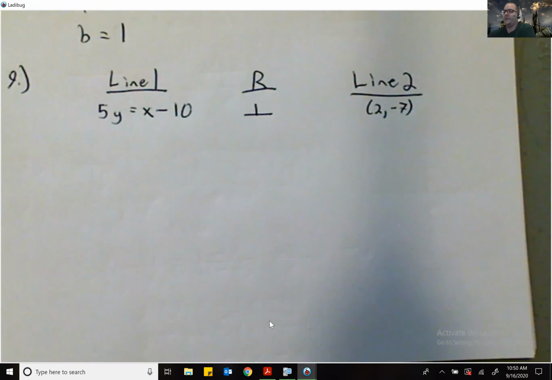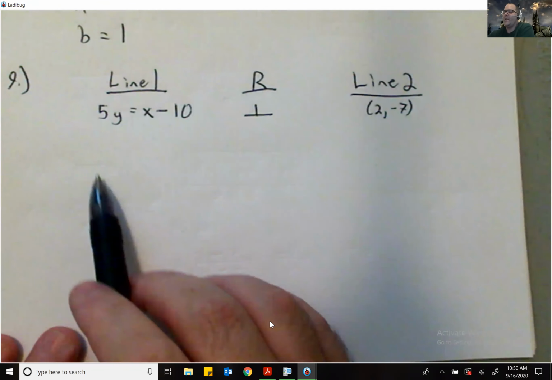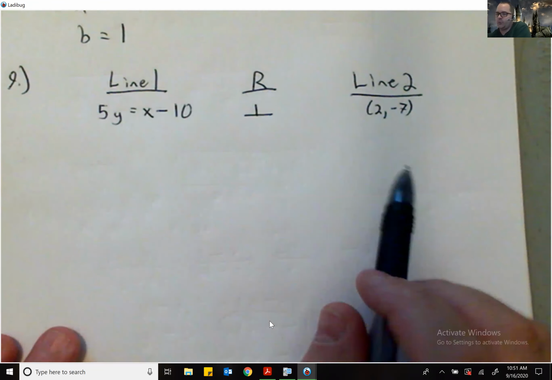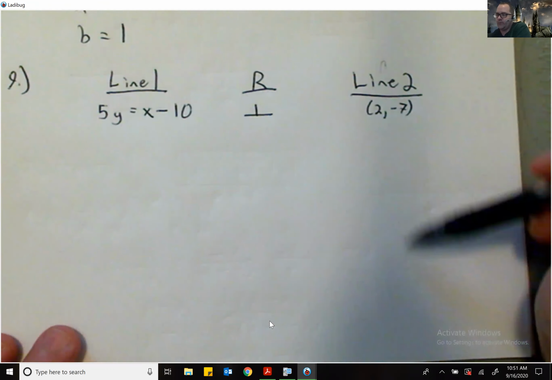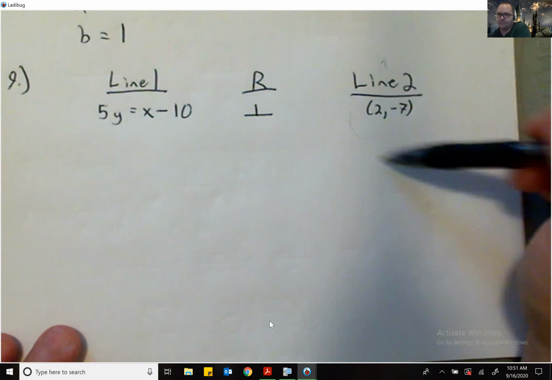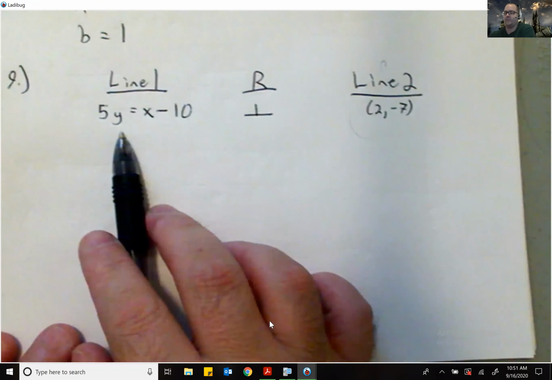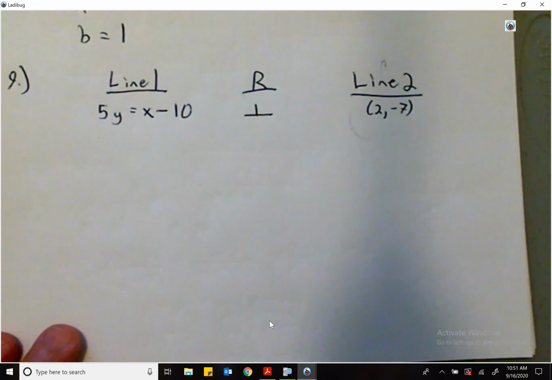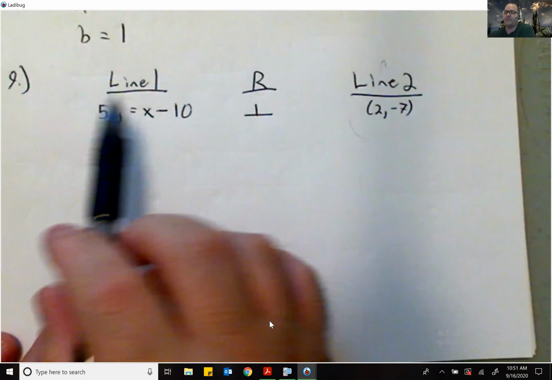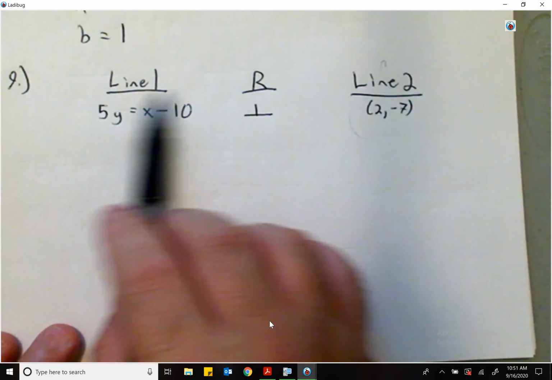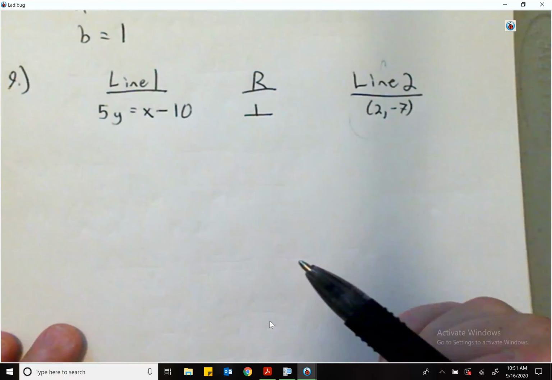Okay? So we want to write the equation over here. We want to get the equation for line 2. So what do we need from line 1 to help us out? The slope. We need the slope. Can you tell me what the slope of line 1 is right now? 1/5.